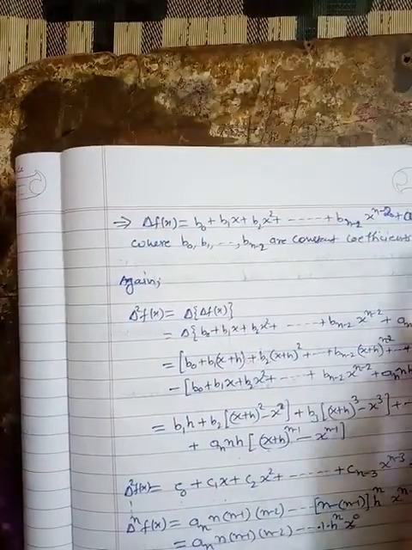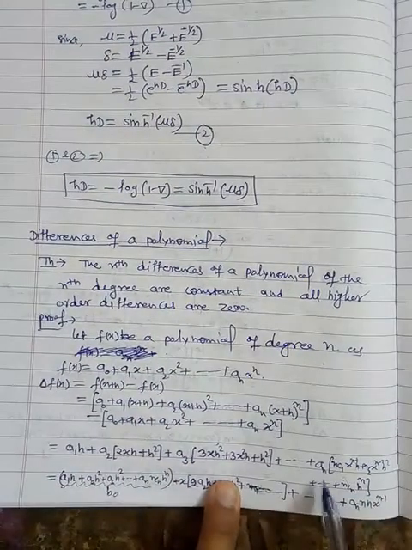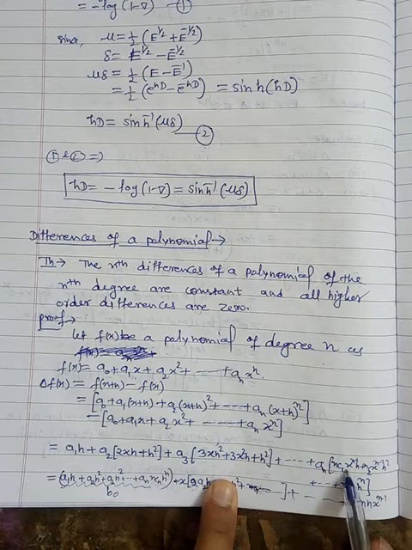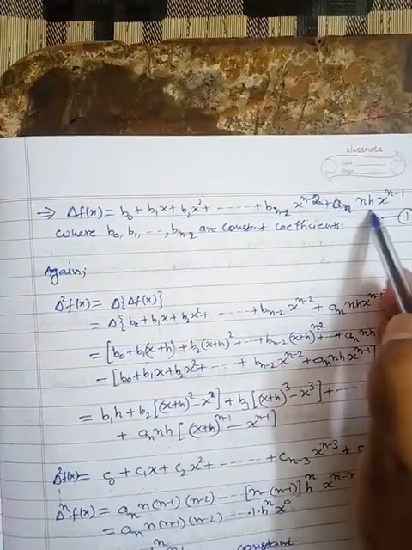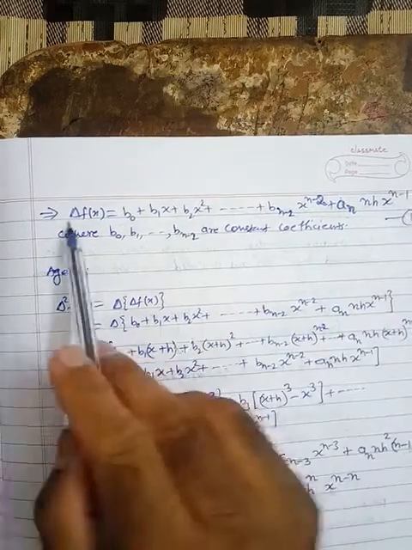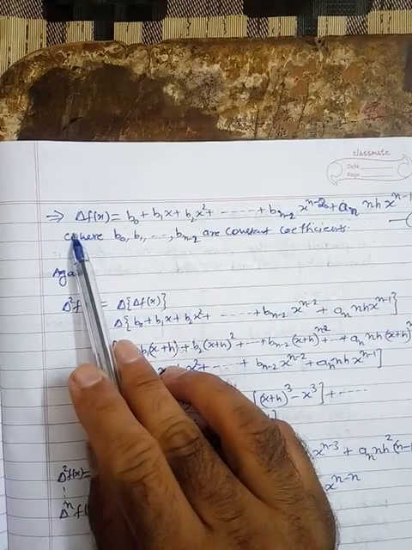So here are these differences, and the last term is an, from this equation here, an nC1 xⁿ⁻¹ h. This is your last term, which has the highest power of x, which is n minus 1. So this is written here as an n h xⁿ⁻¹. So this is the polynomial after taking the first forward difference.